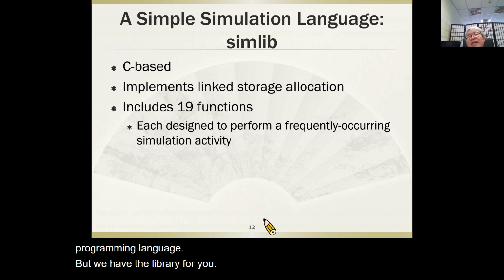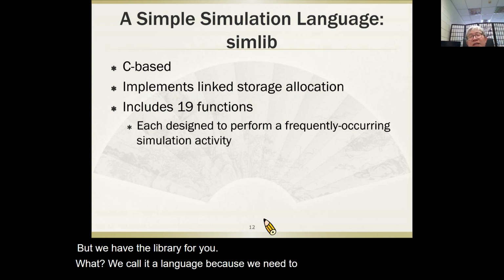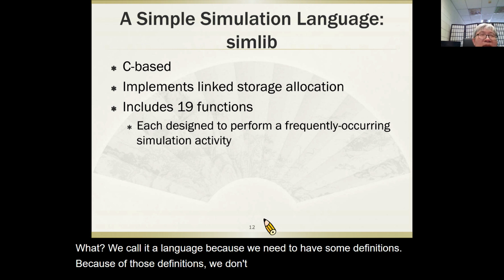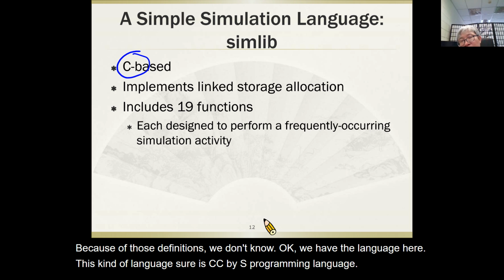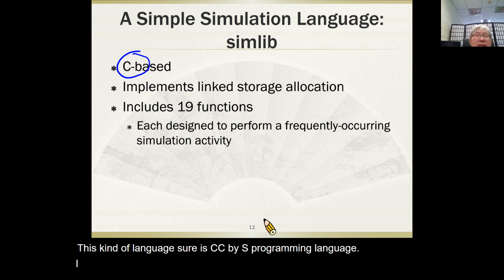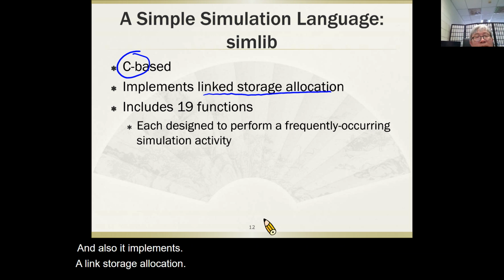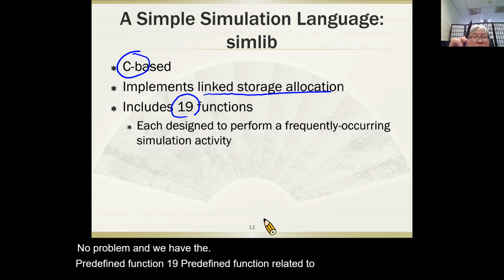Well, why do we call it a language? Because we need to have some definitions. Because of those definitions, we have the language here. This kind of language is, sure, a C-based programming language, and it also implements linked storage allocation. And we have 19 predefined functions related to the linked allocation.